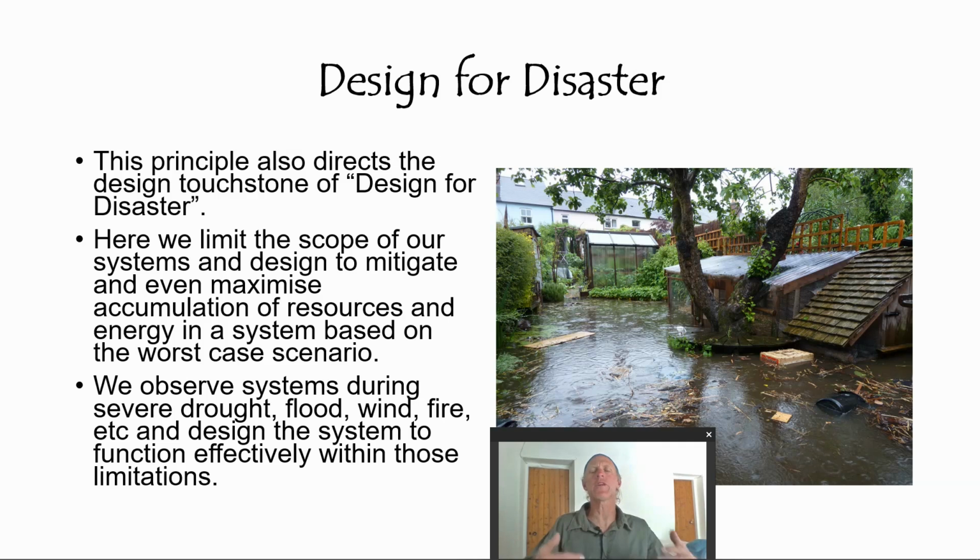We cannot design systems that use more water than is available in the worst drought possible. Because if we extend our systems beyond that, when we have a 1 in 100 year drought, our systems will not cope. They will collapse. And so it's very important to apply the observe and interact principle into our reality to understand what the disaster potentials are and how serious they can be.